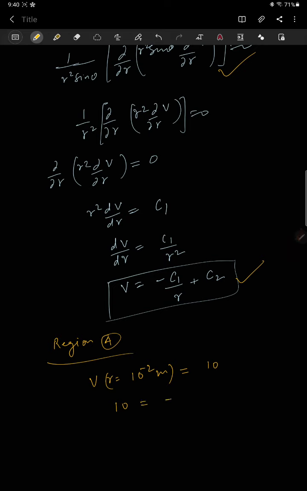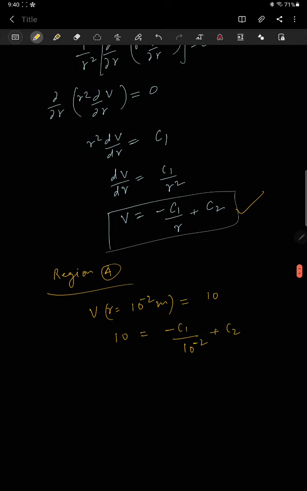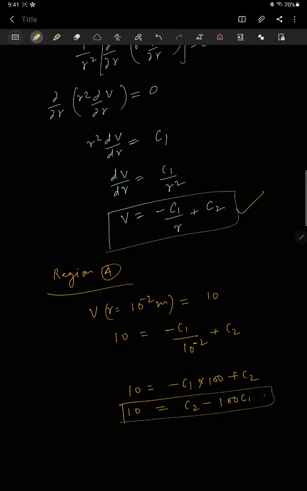So 10 equals minus C1 by 10 to the power minus 2 plus C2. Multiply by 10 to the power 2, so 10 equals minus 100 C1 plus C2, or you can say C2 minus 100 C1 equals 10. So this is one equation.